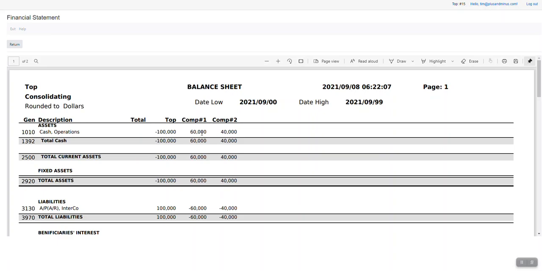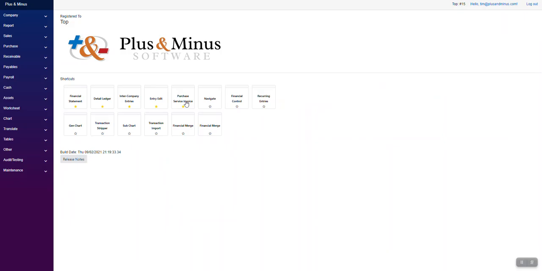$60,000 went into the cash account for company 1, 40,000 for company 2, and the intercompany accounts are all basically the offset entries from the cash entries. Fairly simple transaction here, except it's recorded over 3 companies. Let's record a little more complicated transaction.